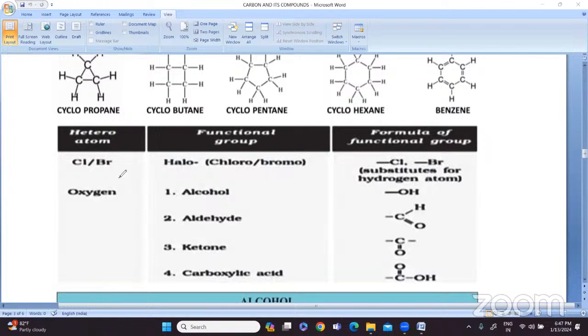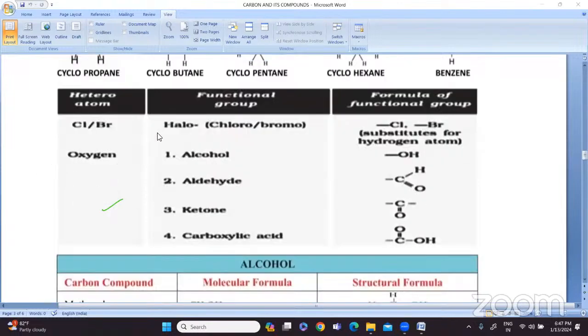Got it? Fine. Now, when the heteroatom is oxygen, the functional group can be alcohol. It is represented by OH. OH is the functional group for alcohol.